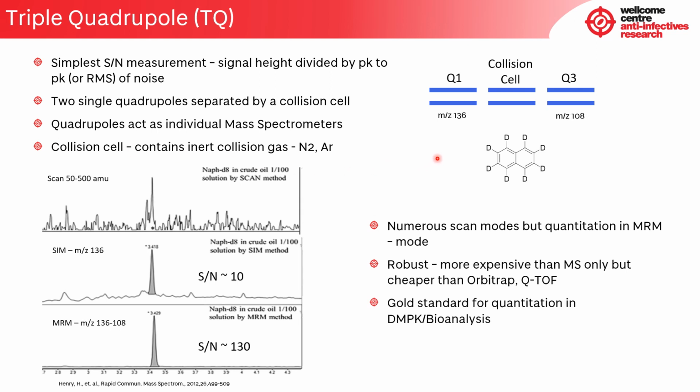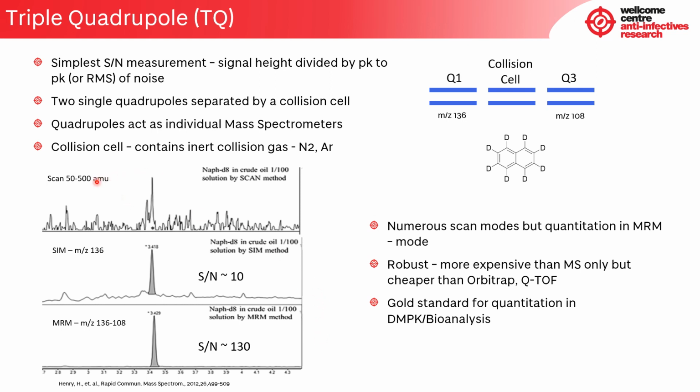In this example, which is actually from gas chromatography with an electron impact source, we're going to measure deuterated naphthalene, which has been added to a crude oil sample as an internal standard. On the triple quad, in this case, Q1 is set to 136, which is the parent molecular ion, and Q3 to 108, which is effectively the loss of an ethyl group. This example has a direct comparison between the full scan method on a single quad, the single ion monitoring method on a single quad, and the MRM mode on a triple quad.